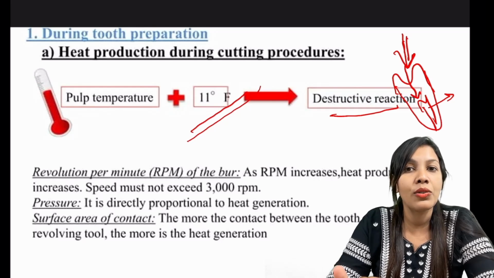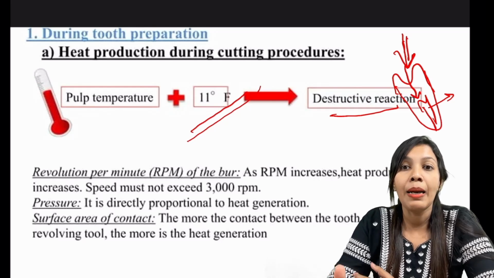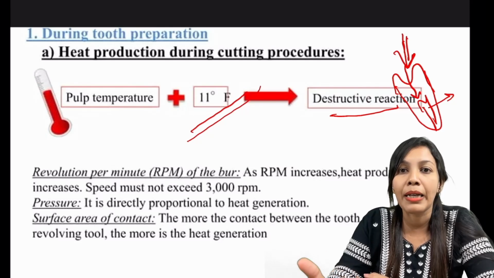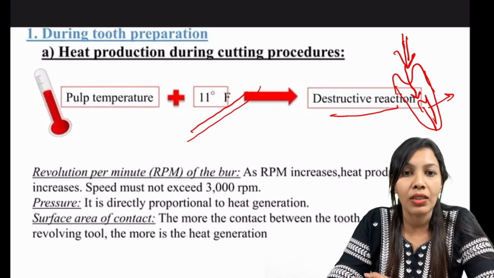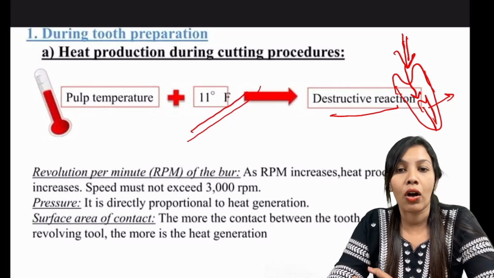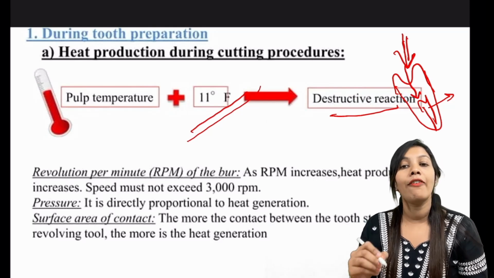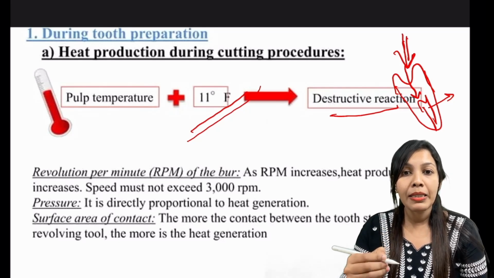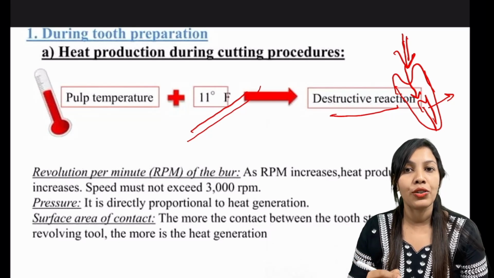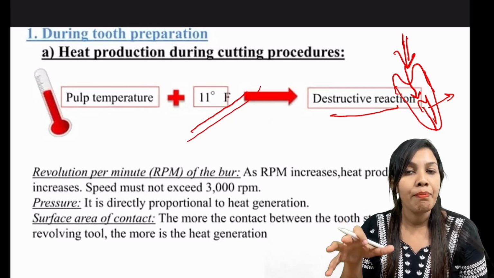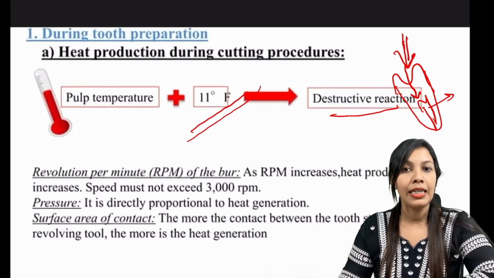If it is less than 3000 rpm, we can prevent the destructive reaction taking place on the pulp. But if it is more than that, there might be certain changes taking place on the pulp. And pressure is also directly proportional. The more the pressure on the tooth, the more the effect on the pulp. And surface contact, again, the more the surface contact, the worse the impact on the pulp. So it is very important to give intermittent pressure and intermittent surface contact to the tooth, so that the amount of pressure which we apply on the pulp is decreased and the pulp is saved.